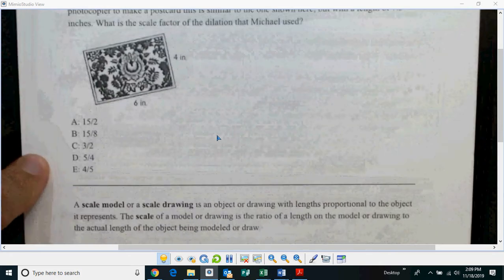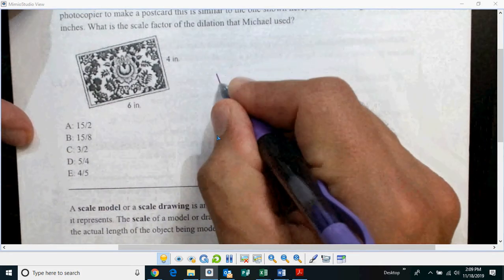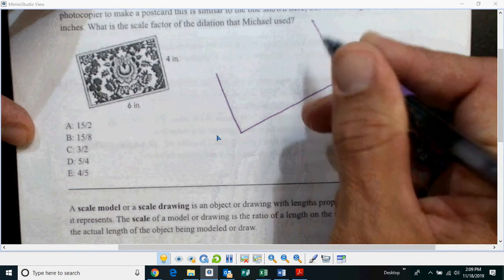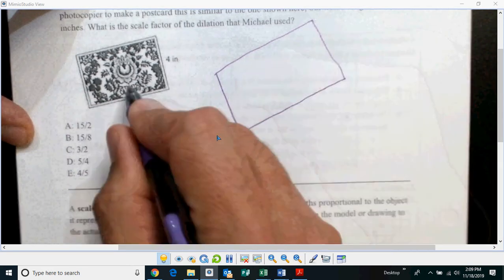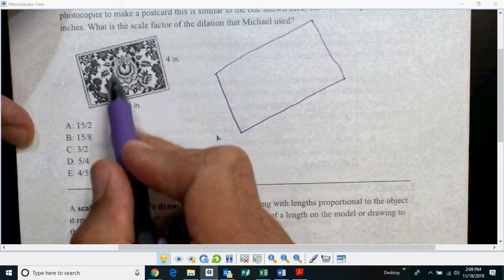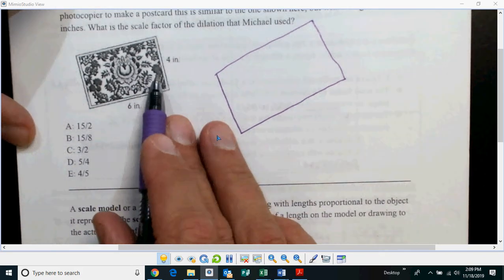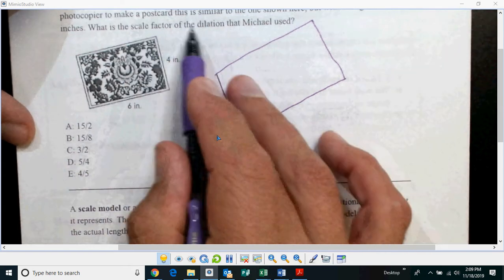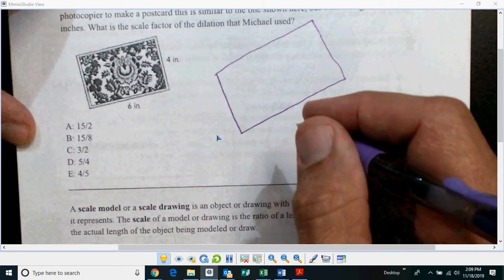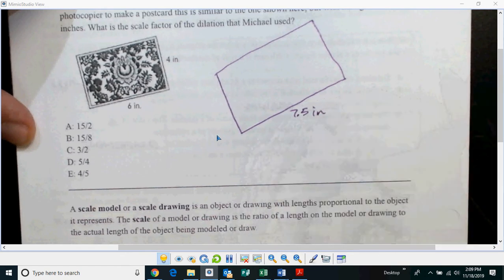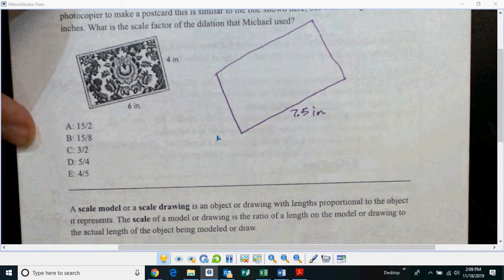All right, here we go. On to the back. All right, we are making a similar shape to this postcard. This is a rectangular postcard. It has these dimensions. And we're going to make a postcard that is similar but with a length of 7.5. So that means the length on the new version is 7.5.